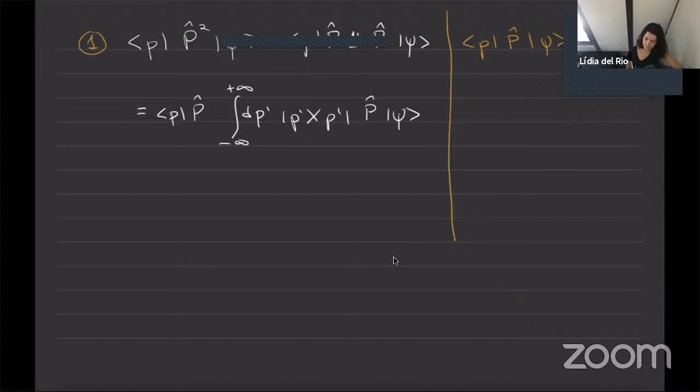And this one is just p times the momentum wave function, right? We just apply this thing here directly. Okay.